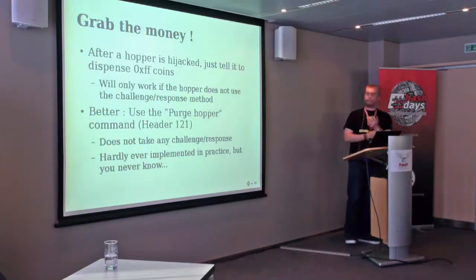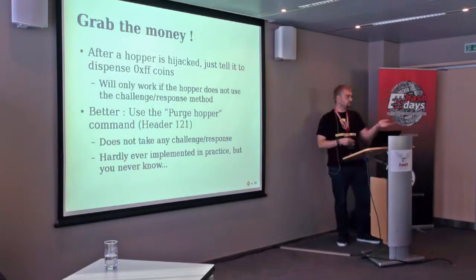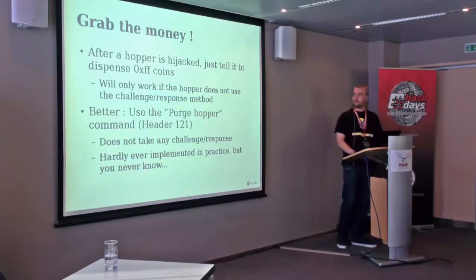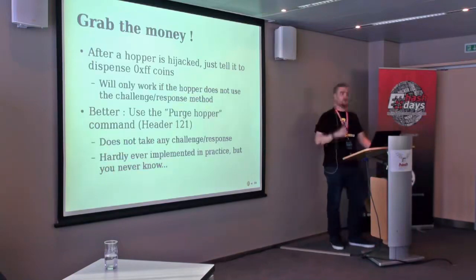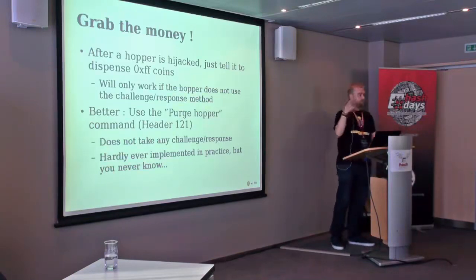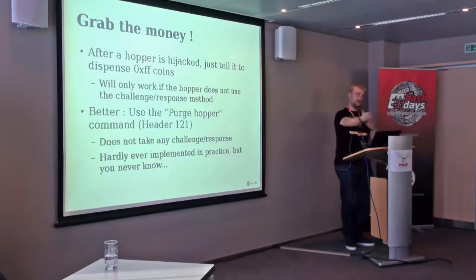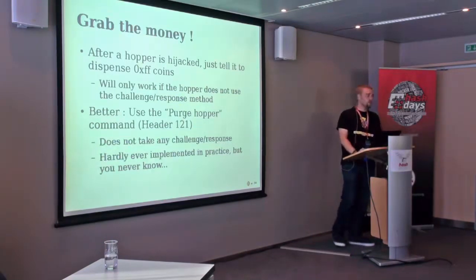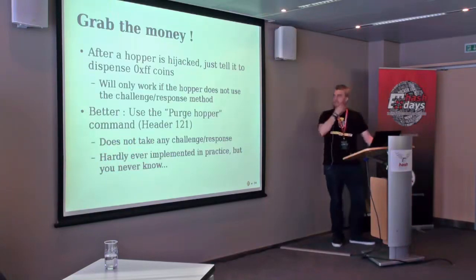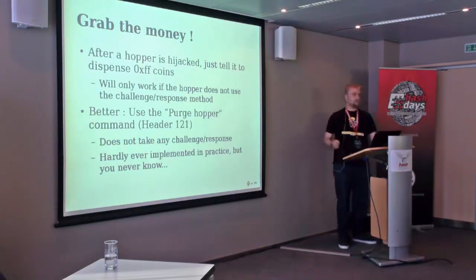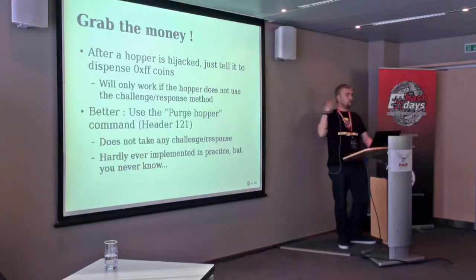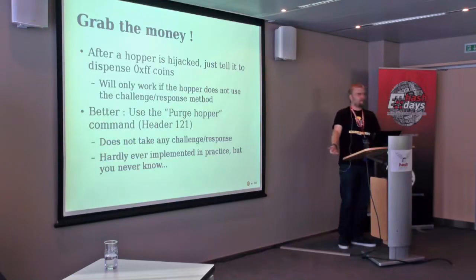So if the hopper does not use any kind of challenge response, or you can put whatever you want, just tell it to dispense 255 coins. You will clear it out, but you have to do this challenge response thing even if the response is not correct. There's another way, much better. There's a command called purge hopper, and you just send it, and the hopper will start clearing itself, dropping all the money. Why use encryption or challenge response if you have this command? I don't know.